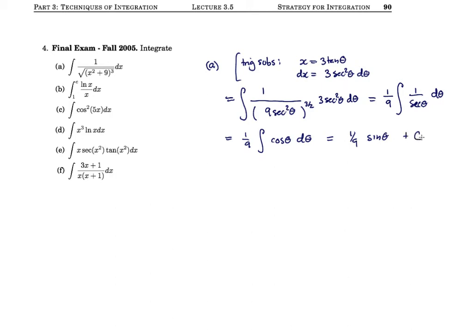And now we've got to write everything back in terms of our variable x. And here's where we have to use our little right triangle. We know that tan of theta is x over 3. So the hypotenuse is square root of 9 plus x squared. And so what's sine of theta? Sine of theta is x over square root of 9 plus x squared. So this becomes 1/9 x over square root of 9 plus x squared plus c.